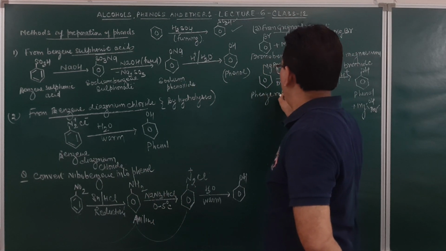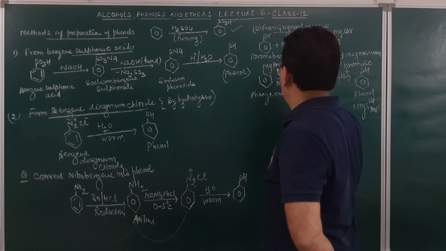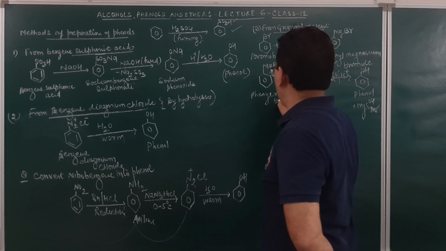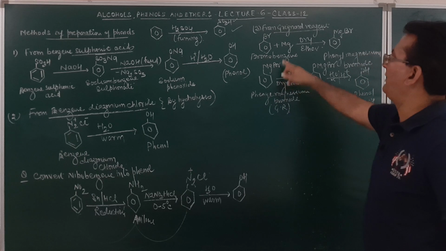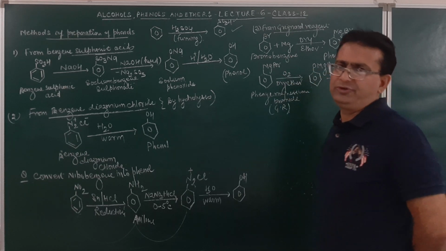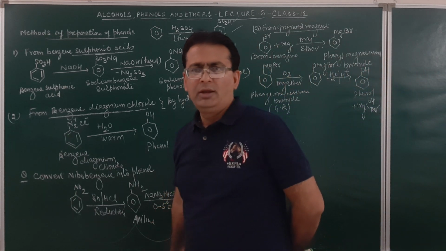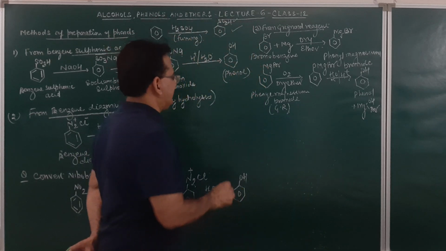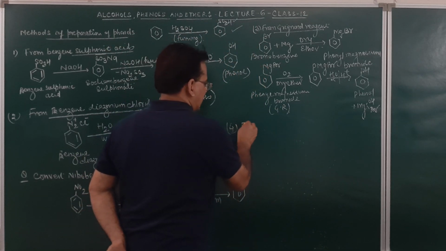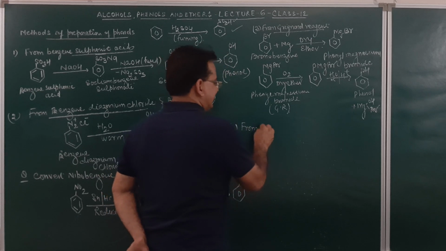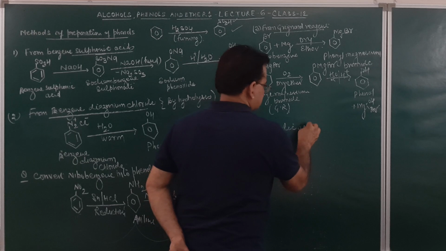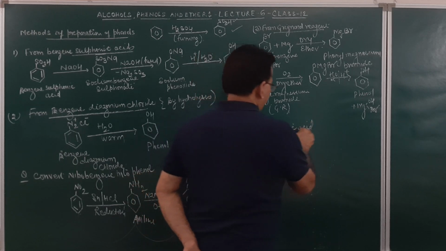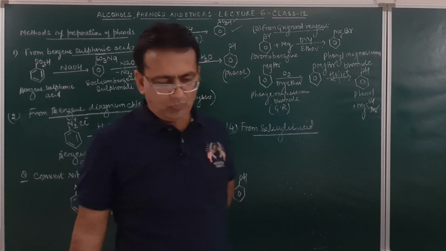Phenyl magnesium bromide. This phenyl magnesium bromide is a Grignard reagent. Students, see carefully, in the heading we have prepared from Grignard reagent. Is it clear? Next is from salicylic acid. So how do we prepare phenol from salicylic acid?